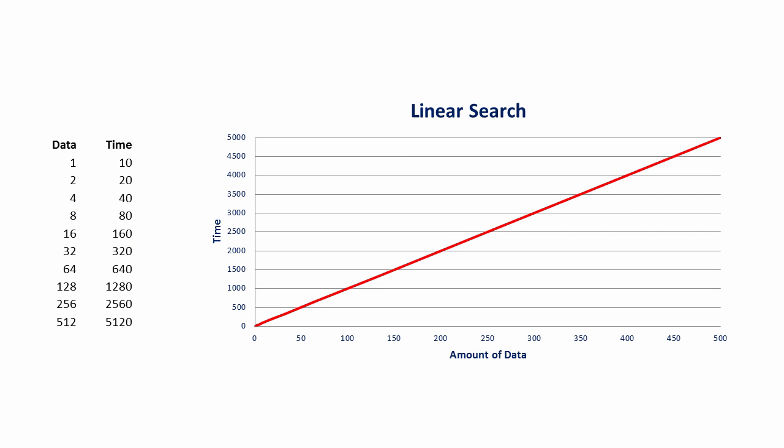This is what it looks like on a chart. There's a nice, simple relationship between the amount of data and the time taken to process it. The time taken is directly proportional to the amount of data. The gradient of the line, of course, depends on the computer that's running the program, but at the end of the day, it's still going to be a nice, straight line.